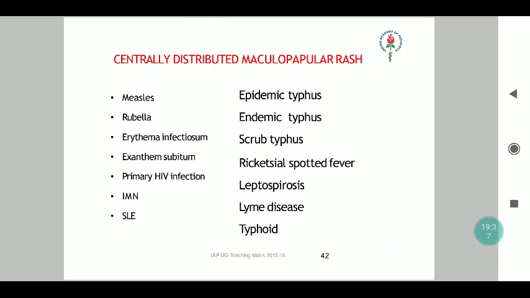Now, the centrally distributed type is seen in measles, rubella, erythema infectiosum, in primary HIV, SLE, epidemic typhus, endemic typhus. It can even be seen in scrub typhus also, though characteristically scrub typhus will have an eschar. Leptospira, Lyme's disease and typhoid, all of these characteristically will get a centrally distributed maculopapular rash.